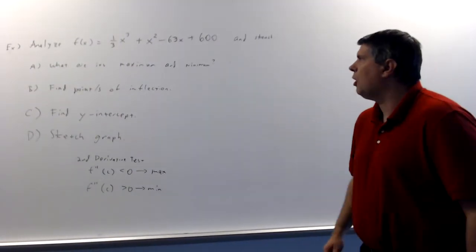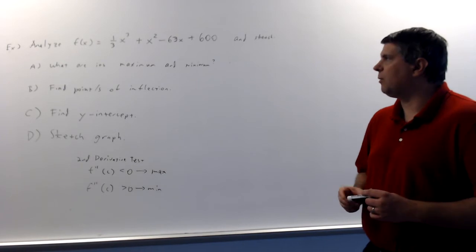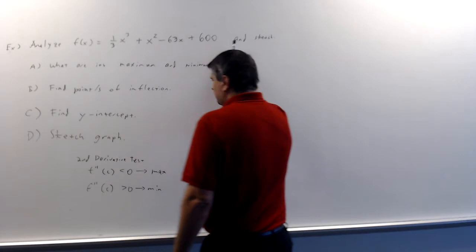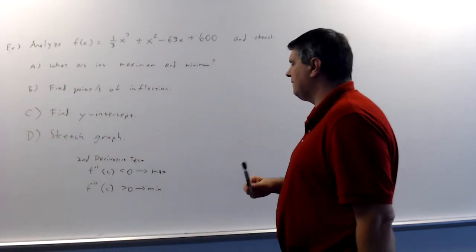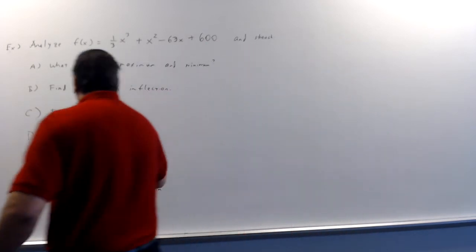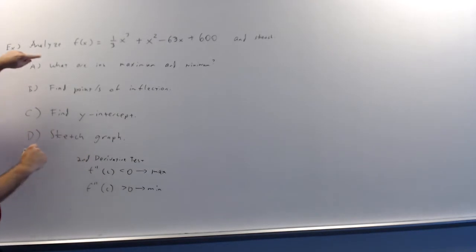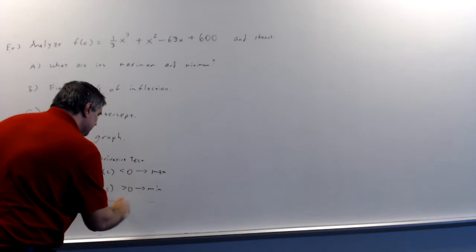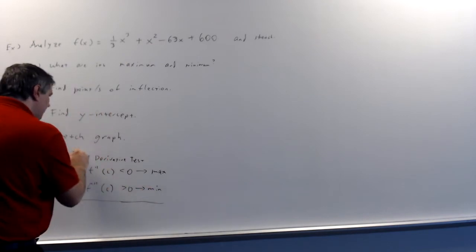Okay, what we're going to be doing is analyzing this cubic function and sketching its graph. We're going to find the maximum and minimum using the first derivative, points of inflection using the second derivative, the y-intercept, and then sketch the graph. And for reference purposes, I went ahead and put up something we're going to need in a moment.